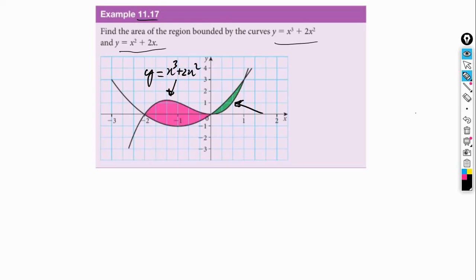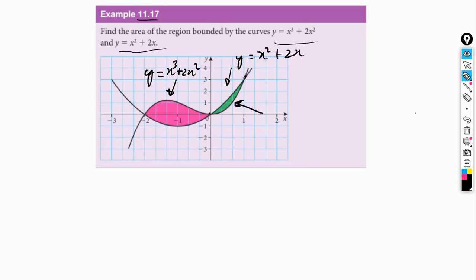But after 0, 0, apparently, the situation inverts because you have the parabola on top of that, right? Notice that the parabola now is the one on top, y equals x squared plus 2x. So this would require two separate integrations. One from -2 to 0, apparently, and the other one would be from 0 to 1. So let's find out if these are the 3 points where these graphs intersect.